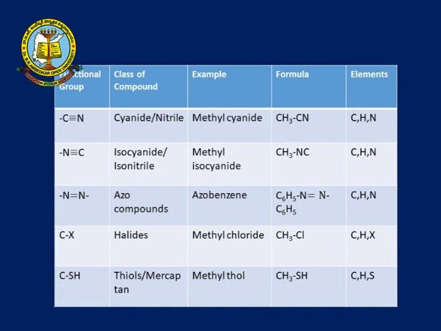Similarly, if an X group is present, X being nothing but halogens, they are referred to as halides. If a chloro group is there, they are referred to as chlorides. If a bromine is there, they are referred to as bromides, etc. And the compounds are known as alkyl halides. Then lastly, the SH group. If an SH group is attached to the carbon, they are referred to as thiols, another name is mercaptan, and they are referred to as alkyl thiols, or the starting member is known as methyl thiol.